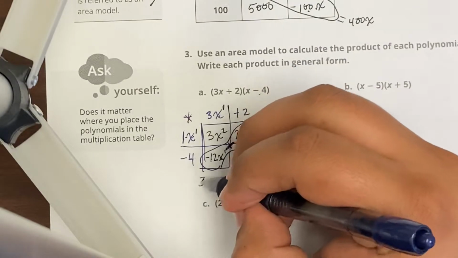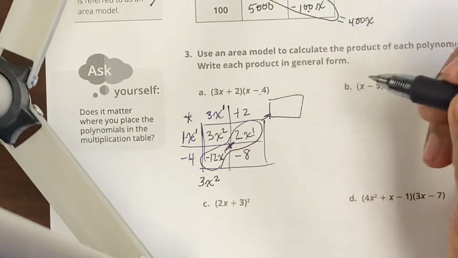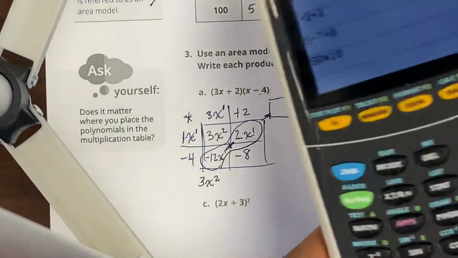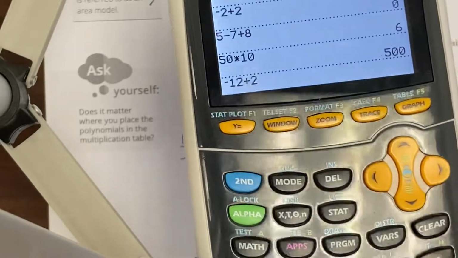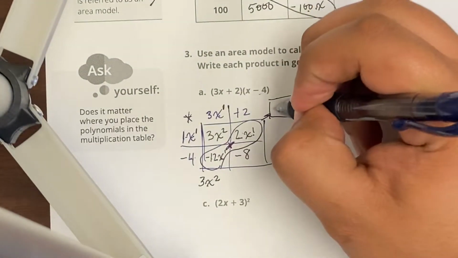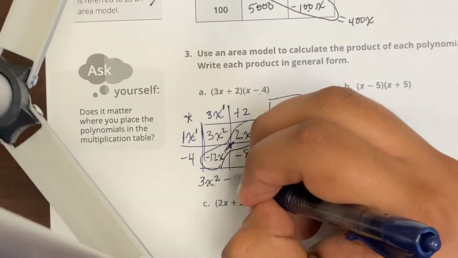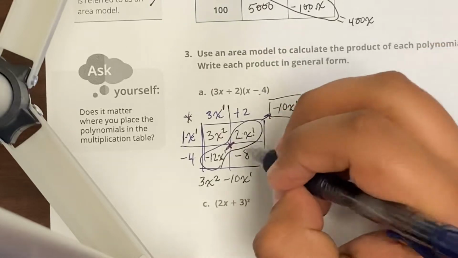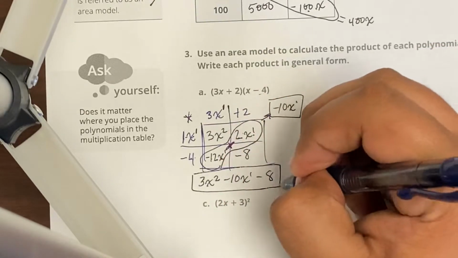I start with 3x squared. Then I do this guy right here. Box it up. Let's do it real fast. Negative 12 plus 2 gives me negative 10. I love it. Negative 10x. I'll leave the 1 for there. Bring it down right here. Looks good. And then my last part, negative 8. Looks great.